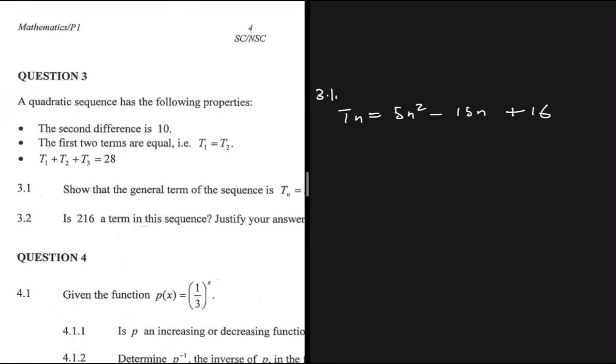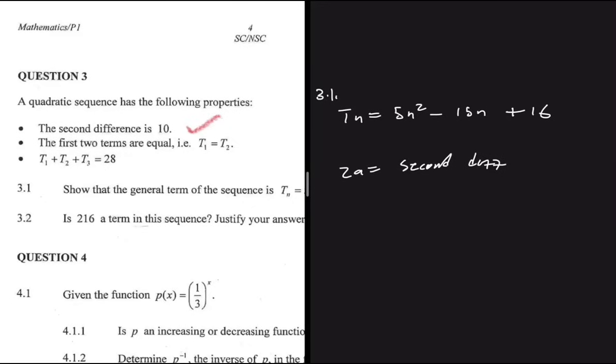It is said to be equal to 10, right? So that is a good start. Why am I saying that? We know fully well that 2a is equal to the second difference. 2a is equal to the second difference. Why is that important to us?